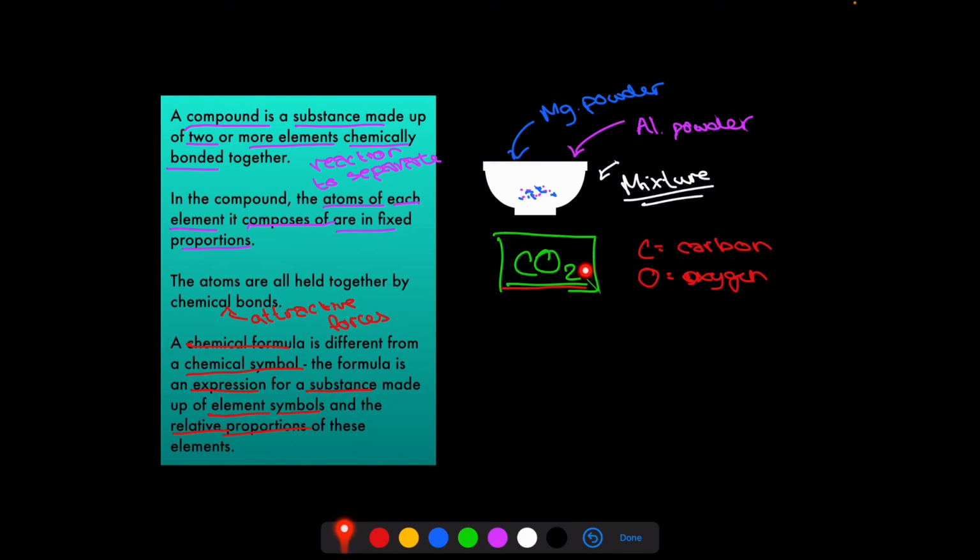The relative proportions tell you about this compound. Look at this, the 2 over here. It tells you that for every carbon atom, if we have 1 carbon atom, then I have 2 oxygen atoms. It means however much carbon dioxide I take, 5 kilograms, 10 kilograms, the number of carbon atoms will always be 1/2 of the number of oxygen atoms, because the ratio is fixed. It's a fixed proportion, C to O2.